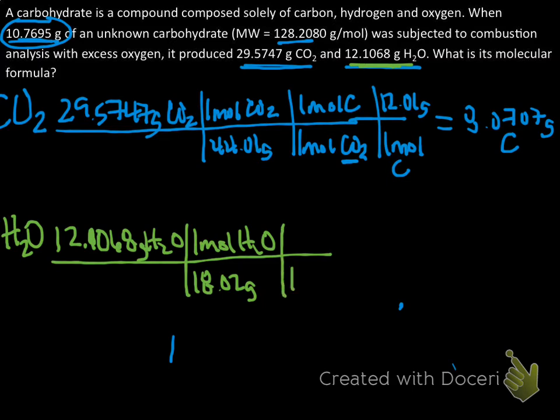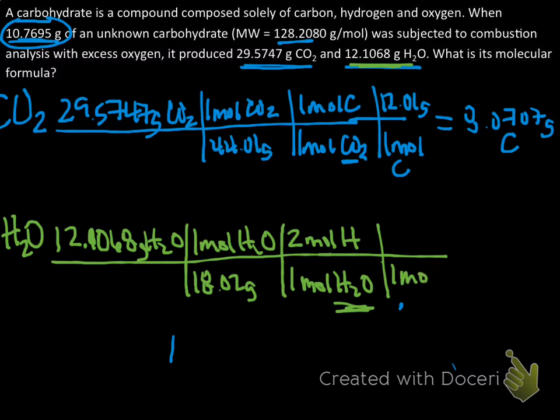Then we're going to go from moles of water to moles of hydrogen. So for every 1 mole of H2O, there are 2 moles of H. And again, that comes from the formula: for every 1 water molecule, there are 2 H's within there. So that's where this 2 moles of H comes from. Last step is to go back to grams. So for every 1 mole of H, 1.01 grams. And so from that, we end up with 1.3571 grams of H.